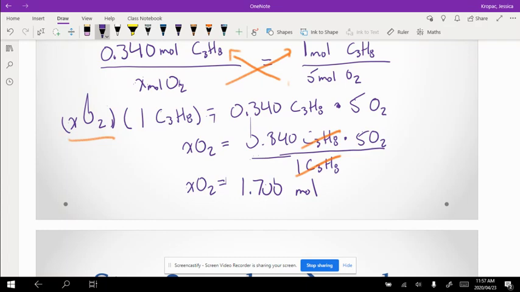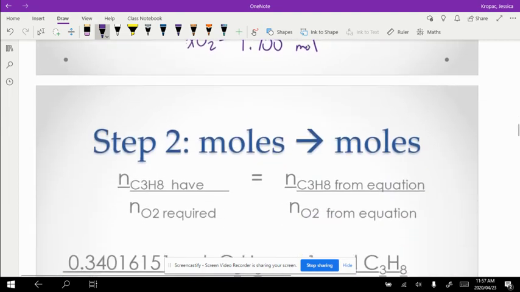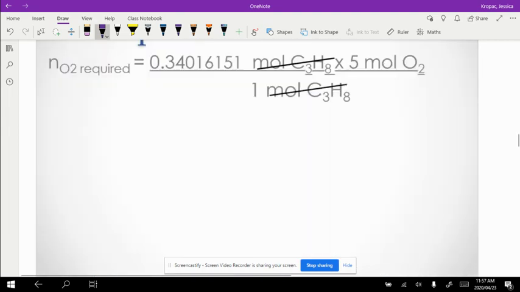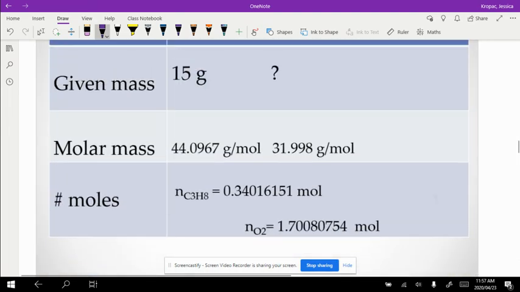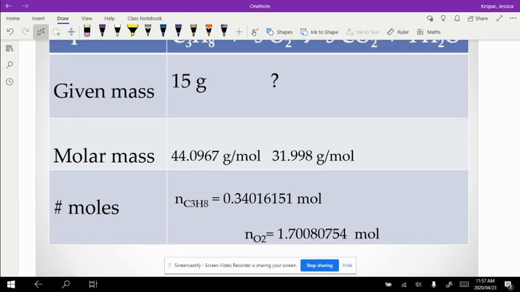So my molar ratio can be recorded into my chart. So let's update our chart here. That's just everything typed out, so you can check that if you can't read my writing. So this was where we started. This was the information that we were given. This here was step 1. So we figured out the number of moles of propane. And this here is just telling us the number of moles of oxygen. So we went from mass to moles. We did our molar ratio. So now we're on to our last step.